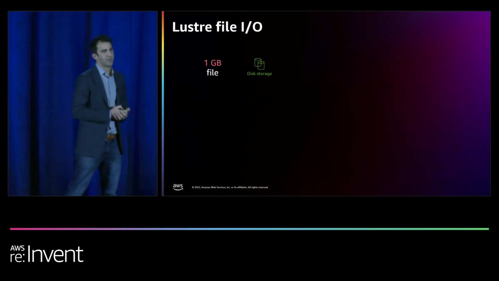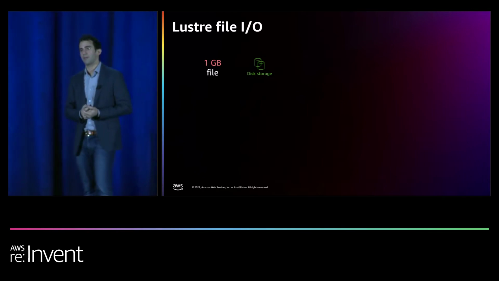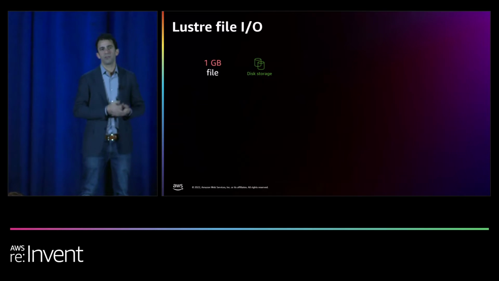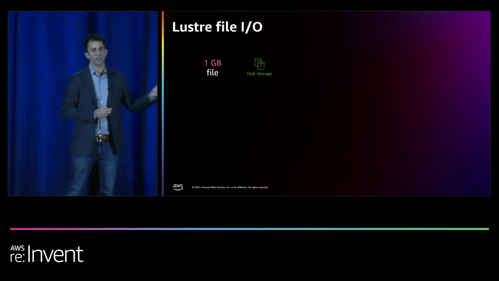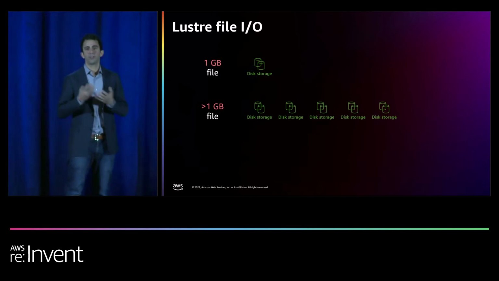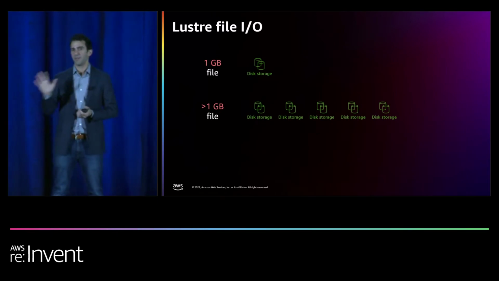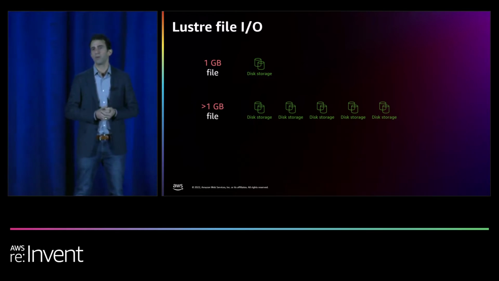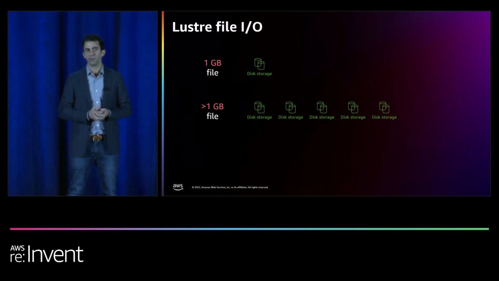I'll give you a quick example here. The way that we have deployed all of our Lustre file systems, any file that's smaller than 1 gigabyte will be stored on a single disk. Any file larger than a gigabyte is spread across 5 disks. Those are our defaults, and they'll work for the overwhelming majority of customer workloads.